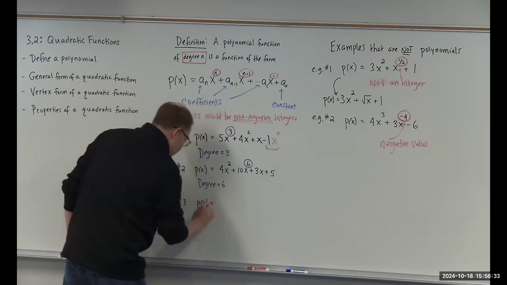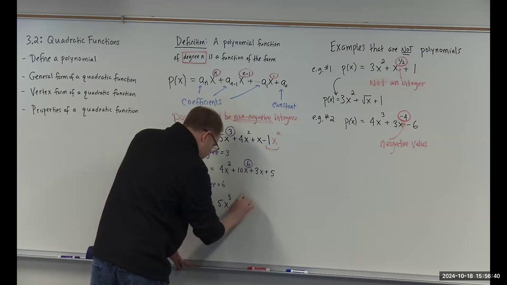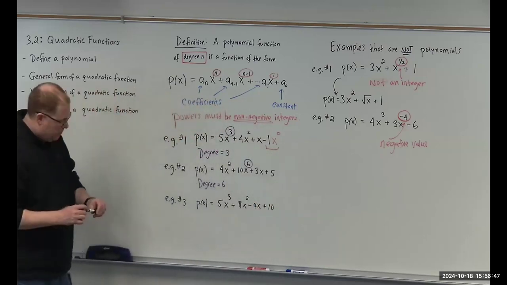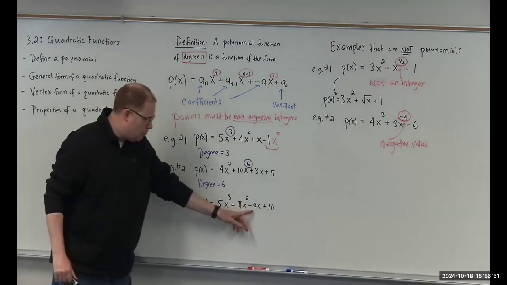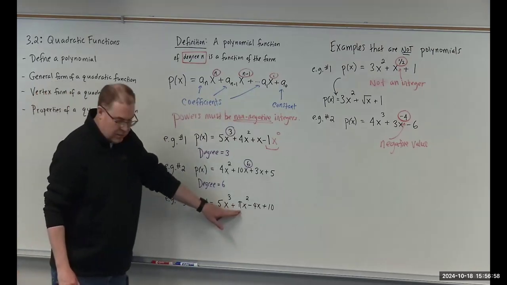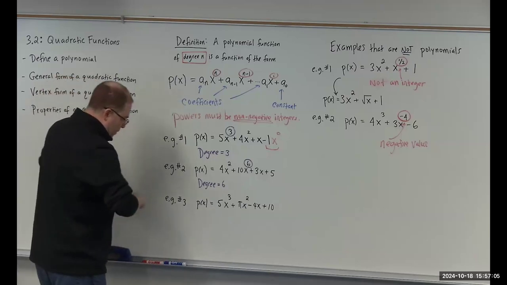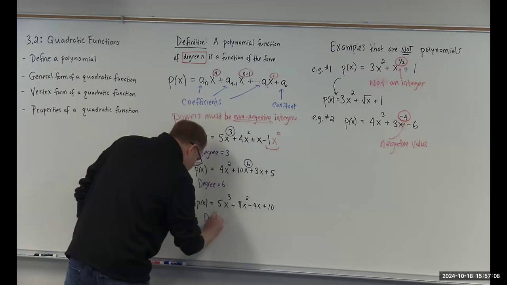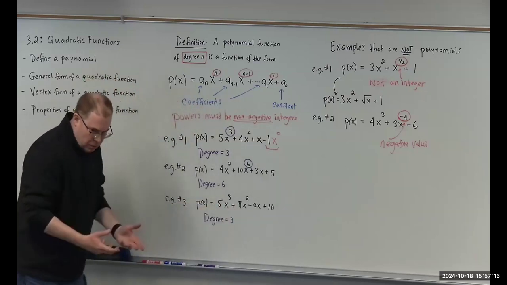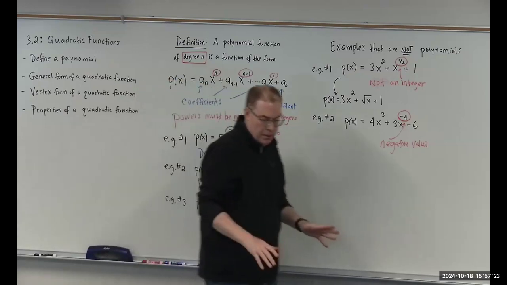We could have something like this. Let's say we have 5x cubed plus pi x to the power 2 minus 4x plus 10. So this is still a polynomial. That's fine. Like I said, the coefficients can be any real number. Pi is a real number. And the degree of this would be 3. So it doesn't matter if your coefficient is pi or square root of 2 or whatever real number. As long as the coefficient is a real number, that will work.